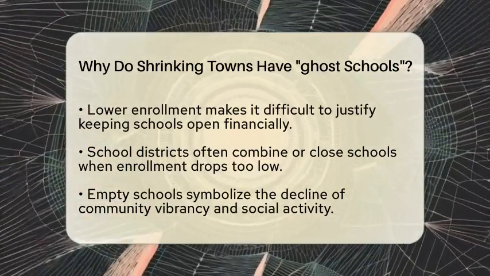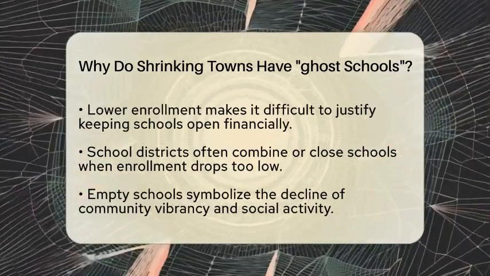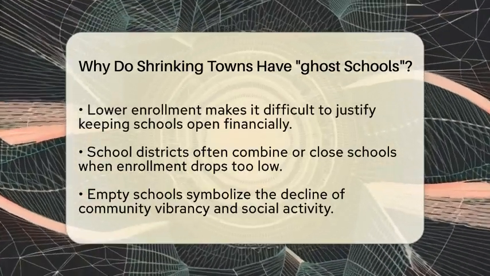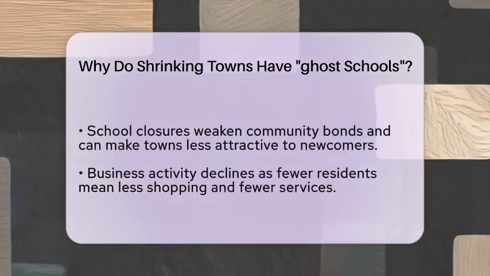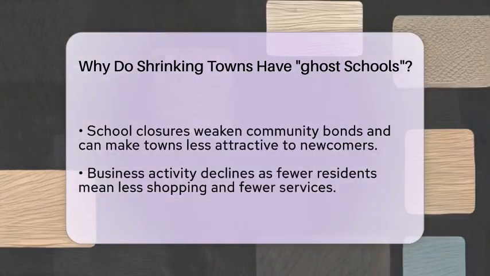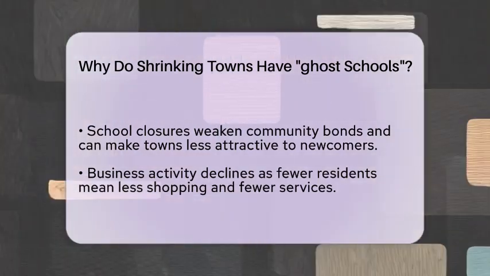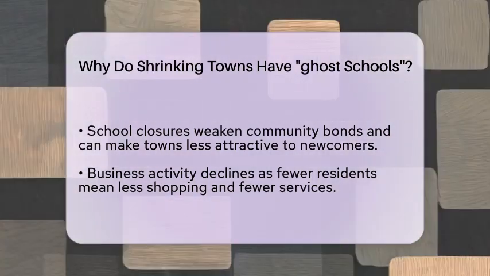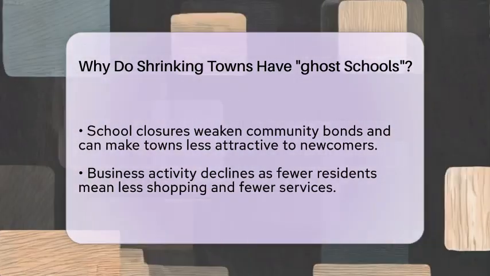The decline in school enrollment affects the whole community. Schools are often the heart of a town, hosting events and bringing people together. When schools close, it can weaken community bonds and make the town less attractive to new residents. Businesses may also suffer because fewer people mean less shopping and fewer services needed. This creates a cycle where declining population leads to fewer students, which leads to school closures, and then further population decline.